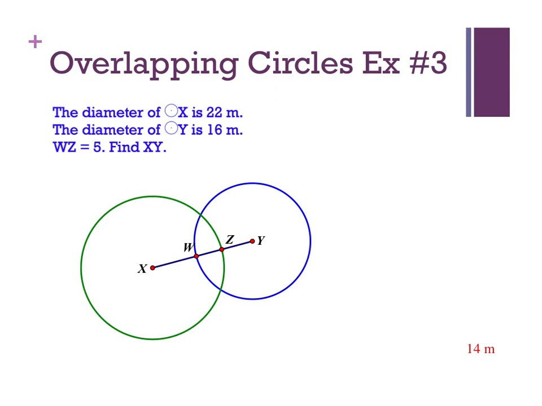All right, these overlapping problems. These are my favorite ones of this section. Also ones that kind of give students sometimes a little bit of trouble. But once you get the hang of it, they become easy peasy. All right, so here we have two overlapping circles, circle X and circle Y. They tell me that the diameter of circle X is 22. Remember that the diameter is the distance all the way across through the center.